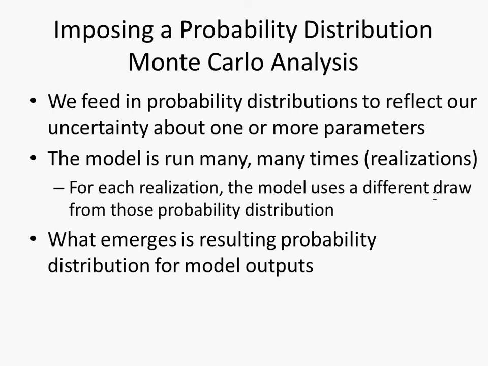So the idea here is that we're going to draw parameter values from distributions. Instead of sweeping over all possible values, we're going to draw them from distributions, and we're going to run the model again and again and again with different parameter distributions. So we're going to have some probability distribution that's implied, that results within model outputs.